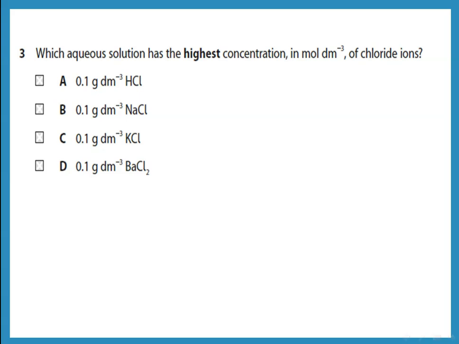Okay, the next question says, which aqueous solution has the highest concentration in mole per decimeter cubed of chloride ions? That means we're trying to get the number of moles of chloride ions for each of these. He gives me the concentration in grams per decimeter cubed, and he wants it in mole. So we just need to get the number of moles of chloride ions. Now, number of moles is the mass over the molecular mass. So it's the 0.1 grams over the molecular mass of HCl, mass number of hydrogen plus mass number of chlorine. That comes out to be this concentration.